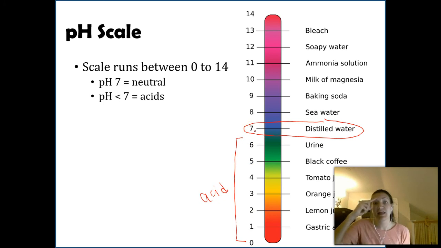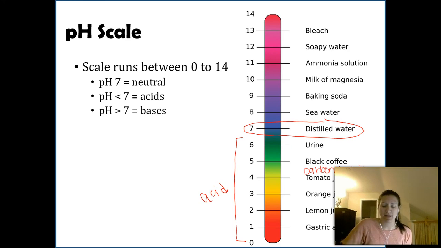If it's close to 7, that means it's not very acidic, and if it's close to 0, it's very, very acidic. So for example, like urine, that's acidic. Carbonic acid is somewhere around here. It's near coffee and tomato juice. And these are things we consume. I mean, we consume orange juice and lemon juice. So don't think carbonic acid, oh, it's going to dissolve your skin or something. It's about as acidic as coffee. And then if you have a pH greater than 7, these are what we call bases.